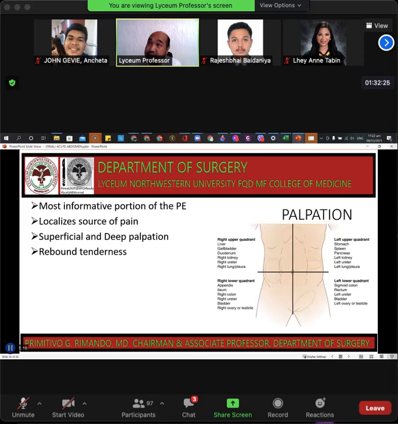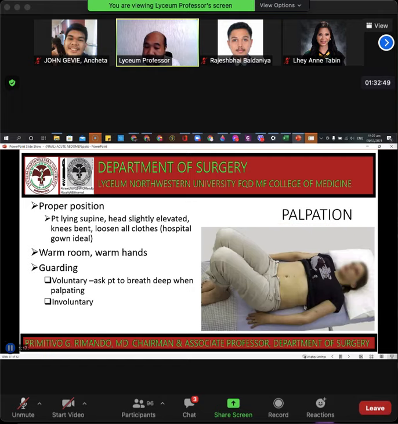Okay, so after your percussion, this is the time you go to your palpation. This is actually the most informative portion of your physical exam. It localizes the source of the pain. It can tell you if you are dealing with a superficial or a deep problem, and if you have direct and rebound tenderness. So what is the proper position to do your abdominal exam? The patient should be lying in bed with the head slightly elevated, or you give a pillow, and then the knees bent like this.